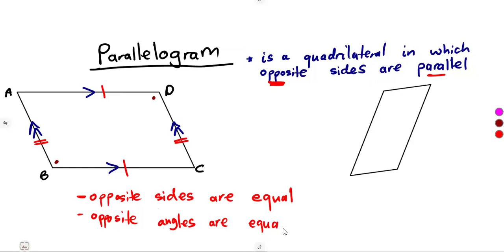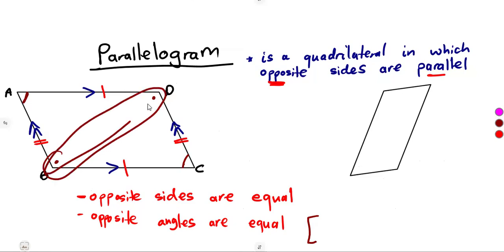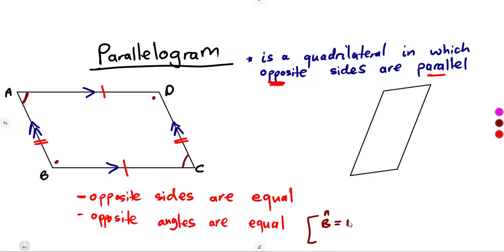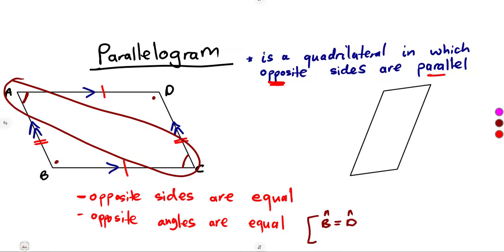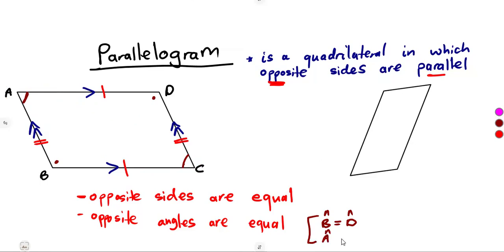Until you finish your grade 12, you must know these properties. Meaning to say angle B and angle D, also angle C and A. On this part here, which angles are we talking about? We say the B and the opposite. So angle B is equal to angle D. Angle A is equal to angle C.